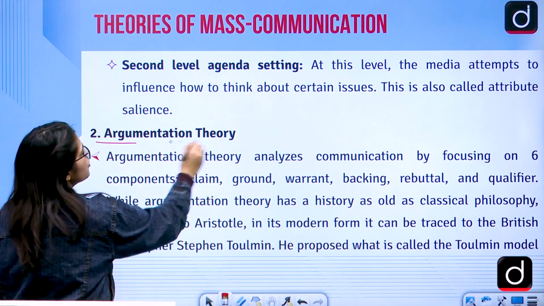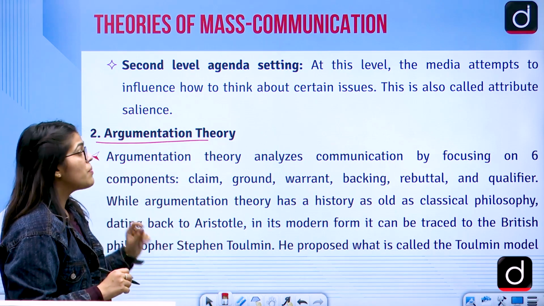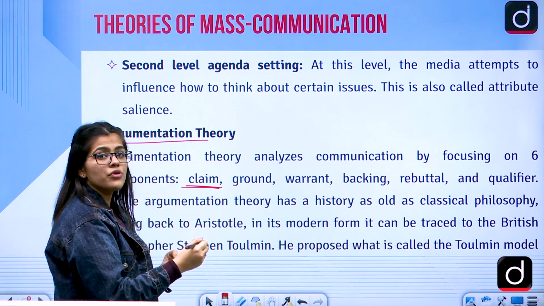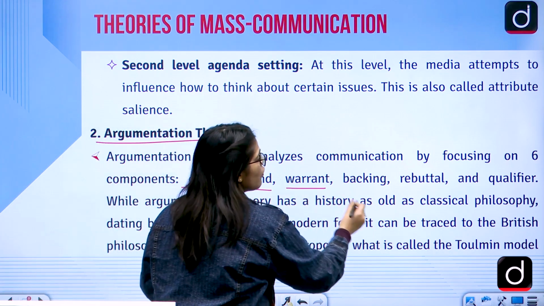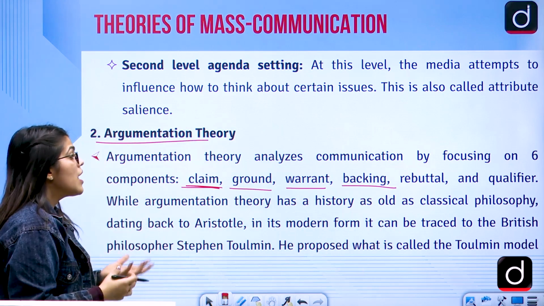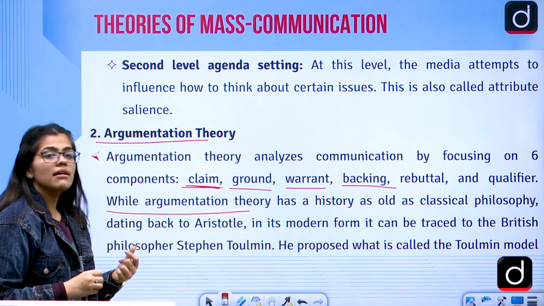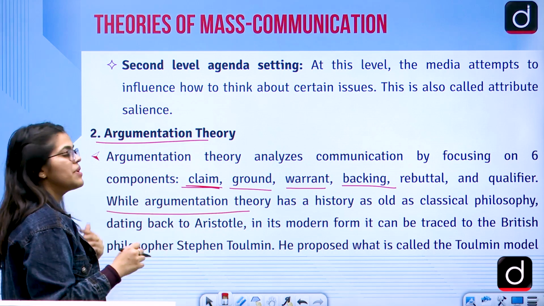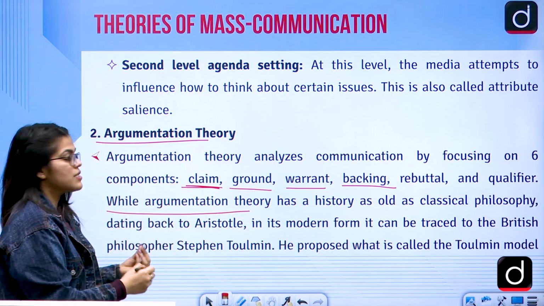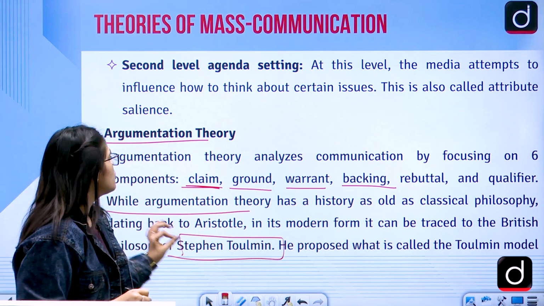Then you have the argumentation theory. The argumentation theory analyzes communication by focusing on 6 components. These 6 components are: what do you claim out of it, what is the ground, what is the warrant, what is the backing, what is the rebuttal, and what is the qualifier of it. While argumentation theory has a history as old as classical philosophy, back to Aristotle, its modern form can be traced to the British philosopher Stephen Toulmin.